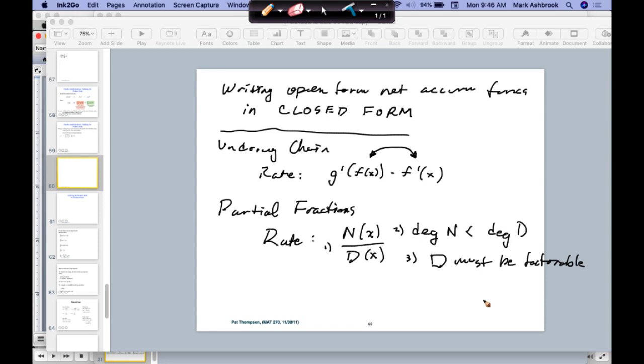Okay, so then we did undoing the product rule, and so let's look at common forms of that. Questions on undoing chain or partial fractions?